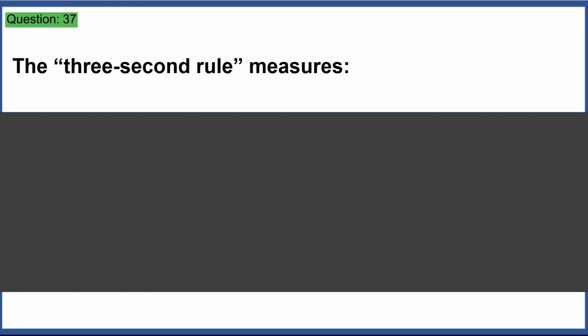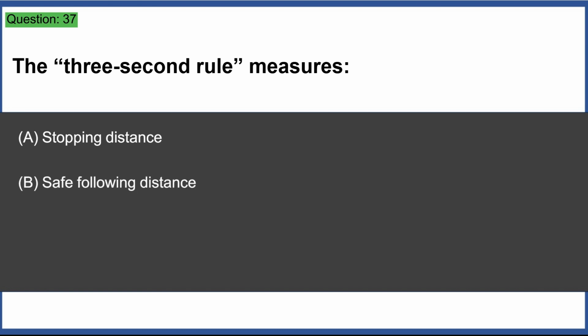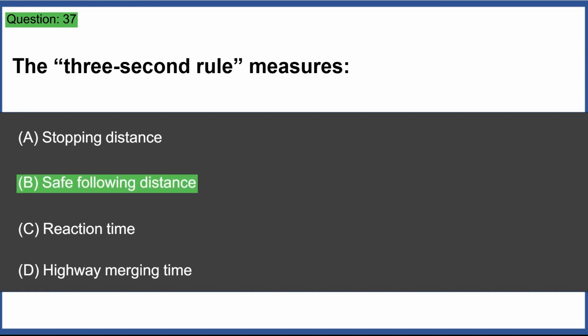The 3-second rule measures: A. Stopping distance. B. Safe following distance. C. Reaction time. D. Highway merging time. Answer B. Safe following distance.